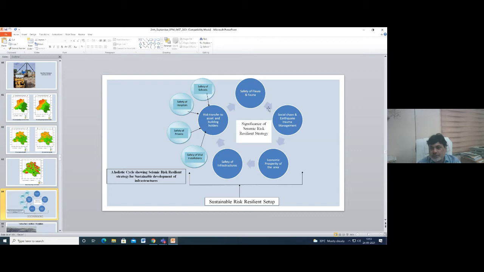And we can see how both flora and fauna are impacted, as well as social chaos and earthquake trauma management. If you can give the information on where to make your house, and why you are obeying the building design codes and the guidelines, then you make the structures in the less earthquake-prone zones.